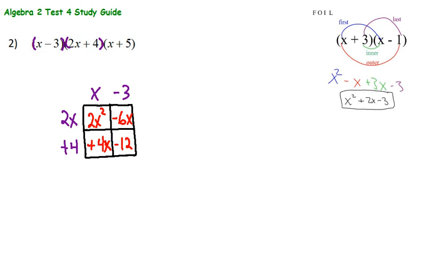So what we want to do is combine some like terms. So you've got a positive 4x and a negative 6x.